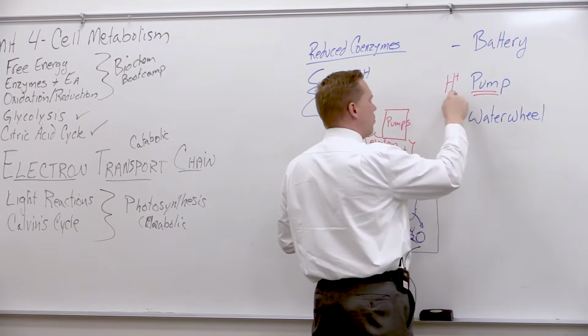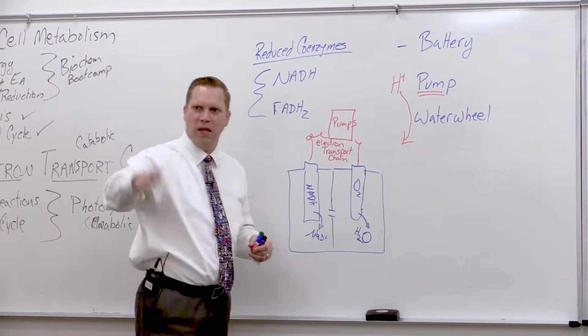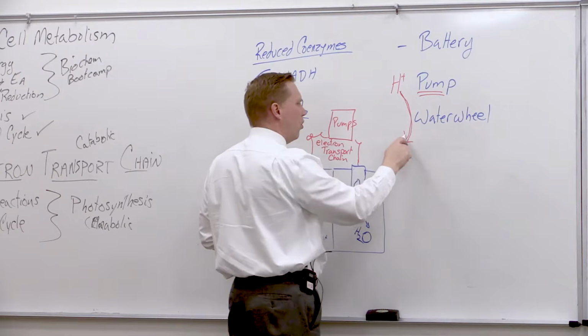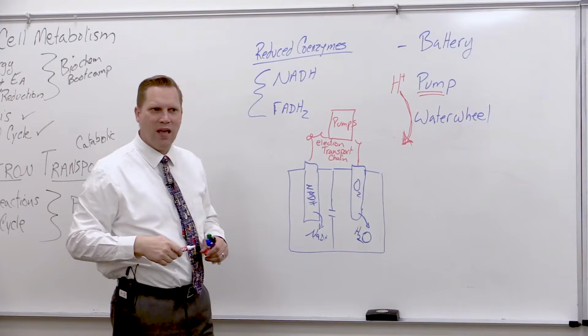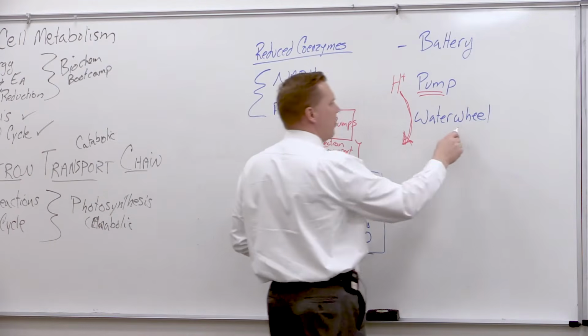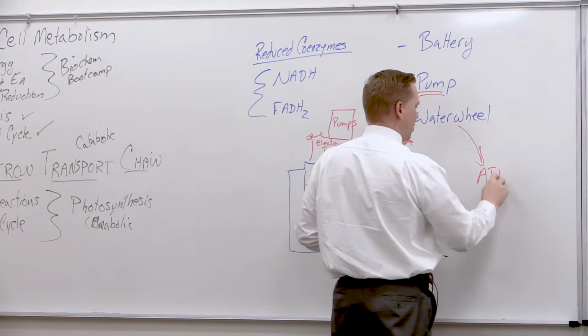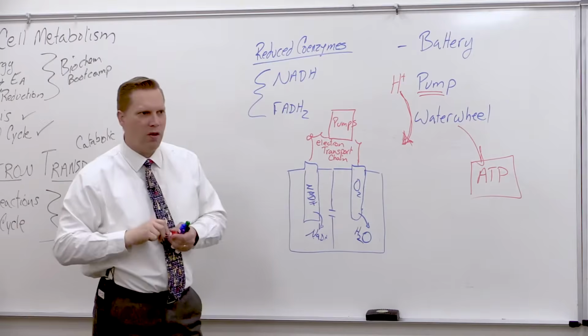And then we're going to use those hydrogen ions to flow like water flows through a water wheel to spin it and generate power. We're going to see these hydrogens flow through a kind of molecular water wheel called ATP synthase in the membrane. And then that water wheel is ultimately going to produce ATP, and that's what we're trying to get out of the whole process.